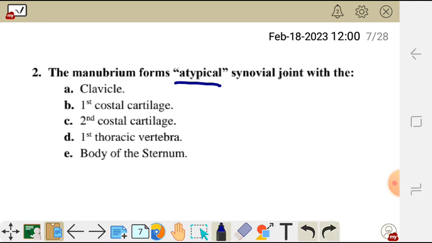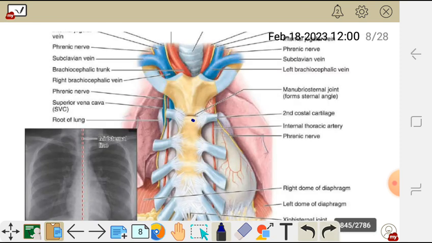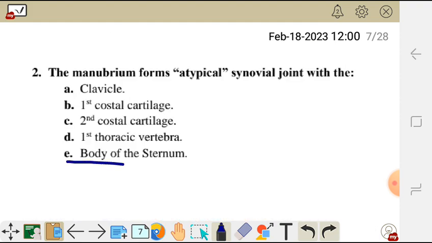So the correct answer for question 2 is the body of the sternum. The body of the sternum and the manubrium form a joint which is covered by fibrocartilage. That's why it is atypical. That joint is simply the joint between the manubrium and the body of the sternum. It is covered by fibrocartilage and it is atypical. So the correct answer is E.